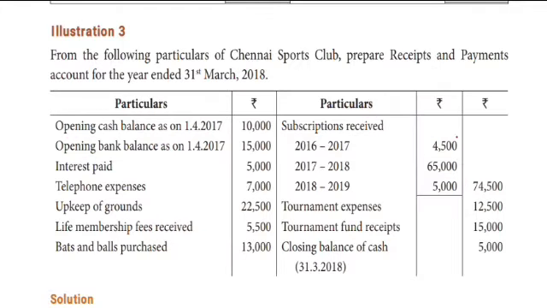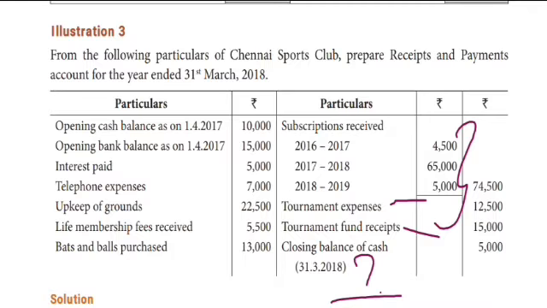The total value 74,500. Tournament expenses is a payment side. Tournament fund receipt is a receipt side. Then last one, closing balance of cash balance. Then what about the bank balance? Nil. So find out the bank balance.